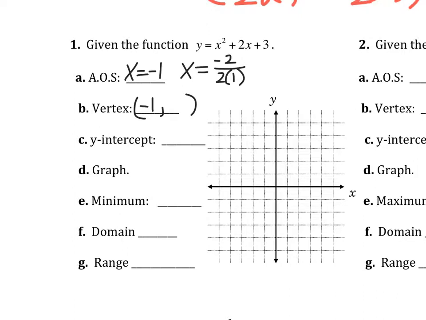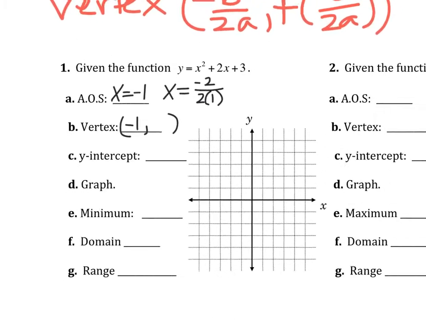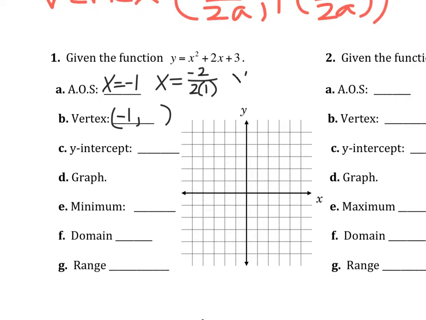Negative 1 is the x value of my vertex. And to find the y value, we're going to plug it in. Okay? Are you good at plugging numbers in? Let me show you. Yeah, you are. So you get negative 1 squared plus 2 times negative 1 plus 3. I kind of ran out of room there.